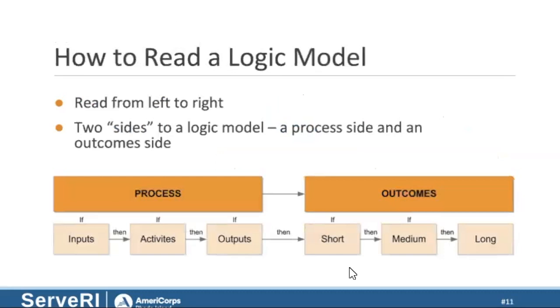You read a logic model from left to right. There are two sides to a logic model. The process side is the inputs, activities, and outputs, and the outcome side is the short, medium, and long-term outcomes. Note, long-term outcomes will not be realized in the time period of your grant. Your grant is going to be focused on the short and maybe medium-term outcomes.